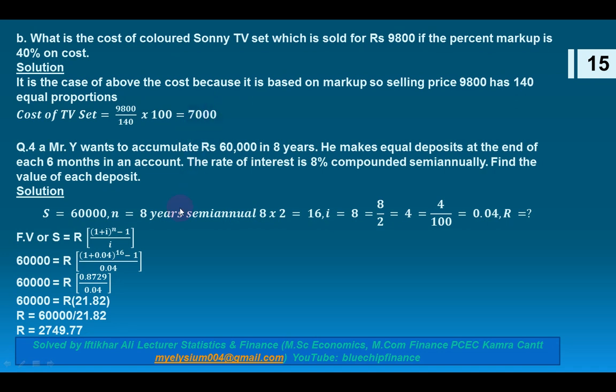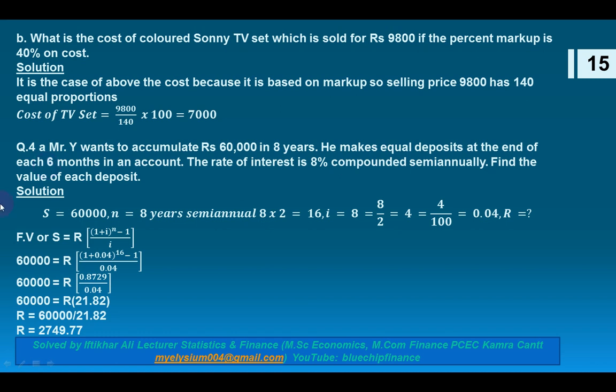Question number 4 is that Mr. Y wants to accumulate rupees 60,000 in 8 years. So Mr. Y wants to accumulate. It means he wants to get 60,000 future value in 8 years. So the time period is 8 years. He makes equal deposits at the end of each 6 months in an account. Multiple deposits, so it is the case of annuity. At the end of each 6 months, so it is the case of ordinary annuity.